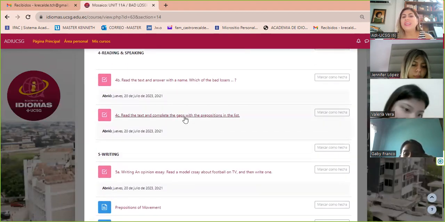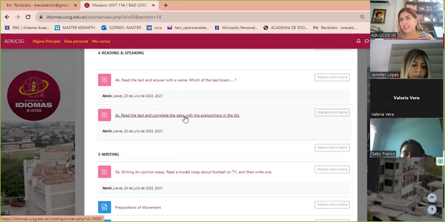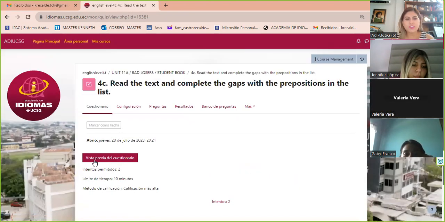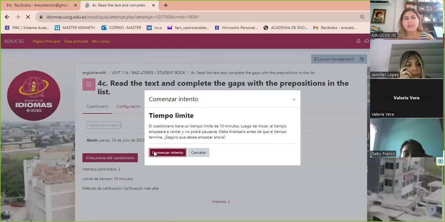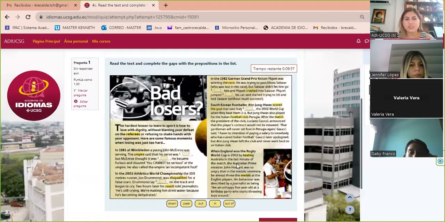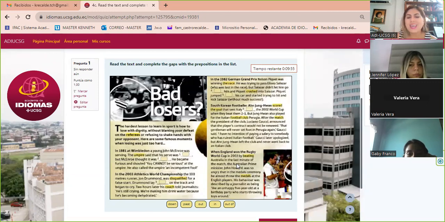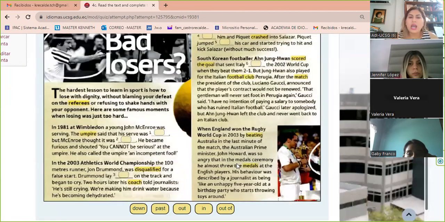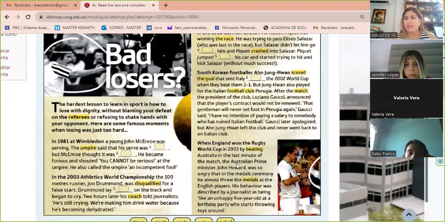Now we're going to complete the gaps with the prepositions in the list. It was so confusing to read this text because it was missing some prepositions. You see, you have down, past, out, in, out of. Let's complete it, please.